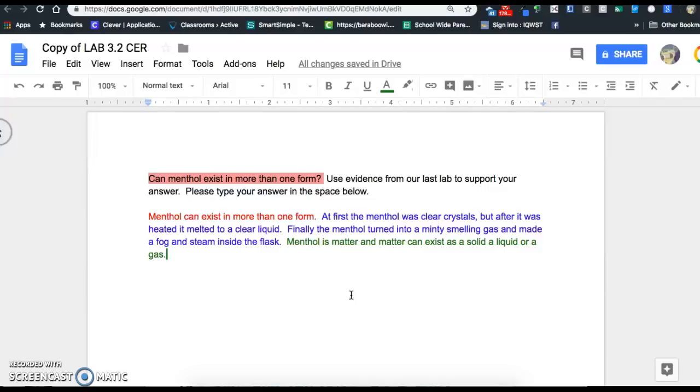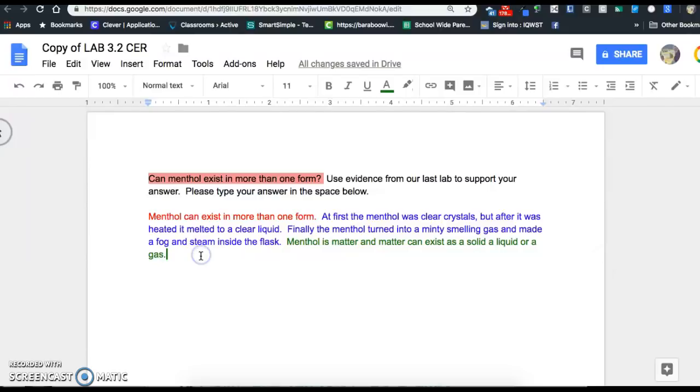And I think I'm done. So I've got my claim. Menthol can exist in more than one form, clearly answers all parts of the question. My evidence, those are the things that I saw in the lab of the menthol being three different forms, crystals, liquid, and a minty smelling gas. And then finally I wrap it up with the science by saying that menthol is matter and matter can exist as a solid, liquid, or gas. This is a scientific principle we wrote together at the beginning of class. So you can totally use that in your writing.